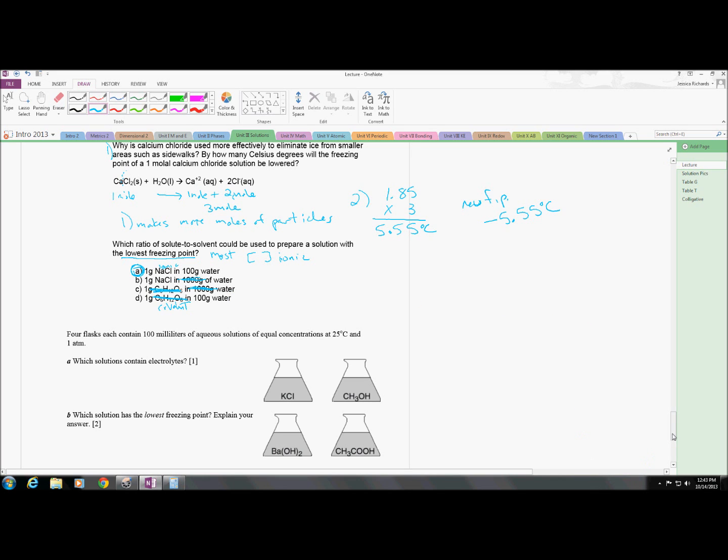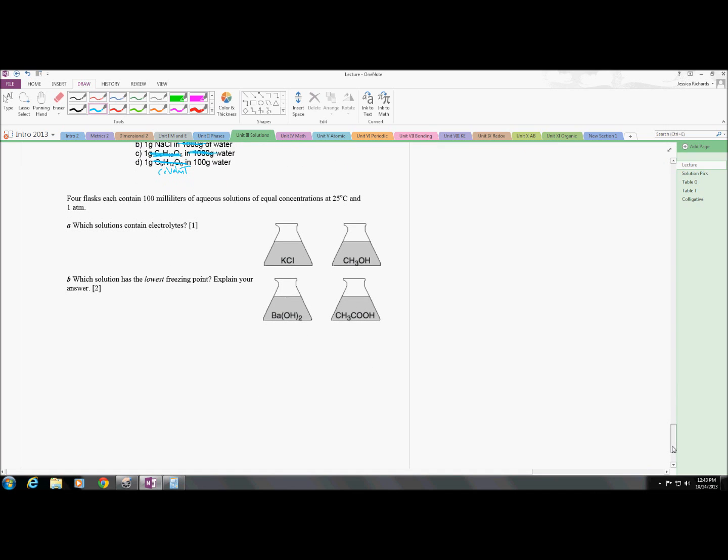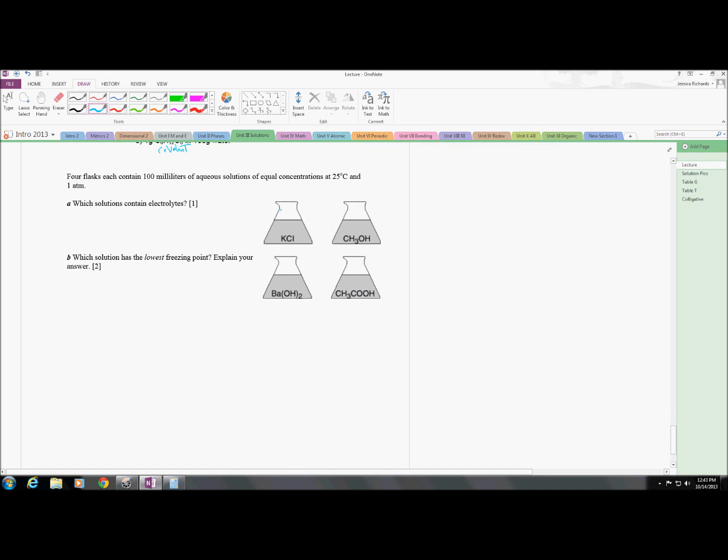And this last question with the flasks shows us 4 different types of solutions here. This first one, KCl, binary compound, metal and a nonmetal, so that's going to be ionic, which means it's going to dissociate into potassiums and chlorines. CH3OH, all nonmetals, so this one's going to stay together. That's covalent, and it's going to stay together as 1 piece. Barium hydroxide, polyatomic ion, so it's ionic. It's going to split apart right there into 1 barium and 2 hydroxides.